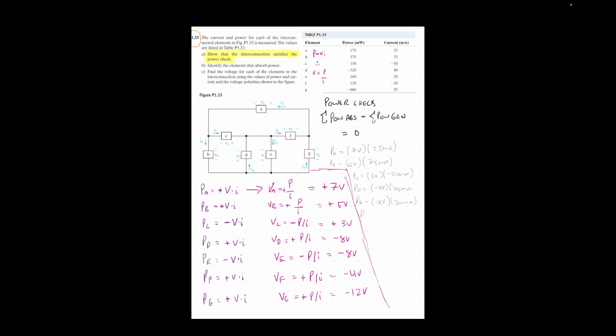Power for F is going to equal my negative 4 volt multiplied with the negative 30 milliamp. And power for G is going to be my negative 12 volt multiplied with 55 milliamp. Now, let's move to another page.